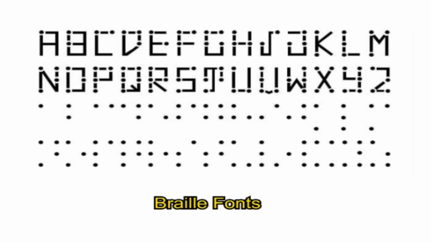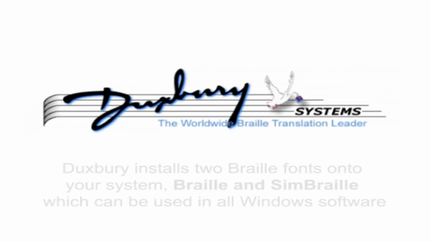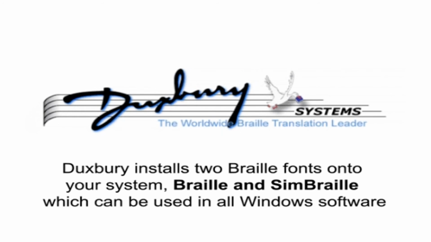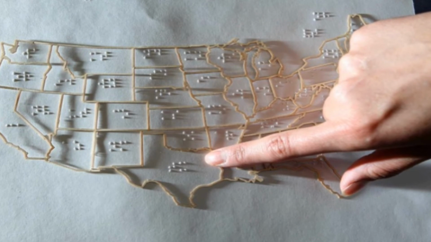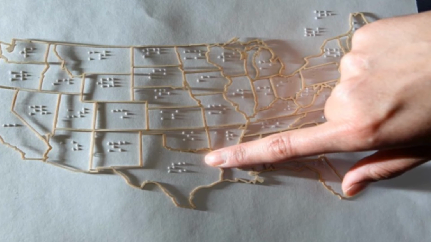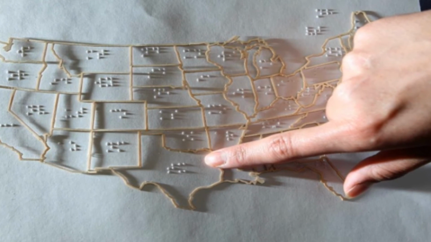The third method is to have braille fonts. Duxbury installs two braille fonts onto the system, Braille and SimBraille, which can be used in all Windows software. Look for them in your font list in Word. Use Braille for your tactile diagrams.